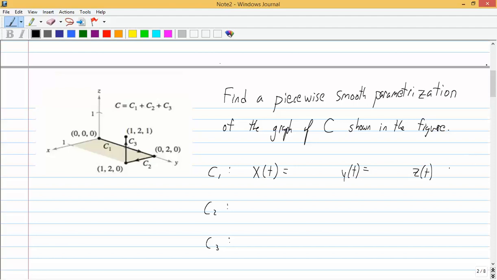And I've about run out of room. But we want to define those, say, when t is greater than or equal to 0, less than or equal to 1. That's for C sub 1. Then we're going to define those for t greater than or equal to 1, less than or equal to 2. Then we're going to define those where t is greater than or equal to 2, less than or equal to 3.